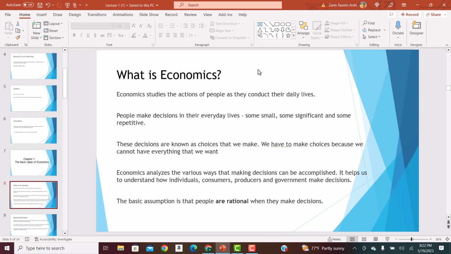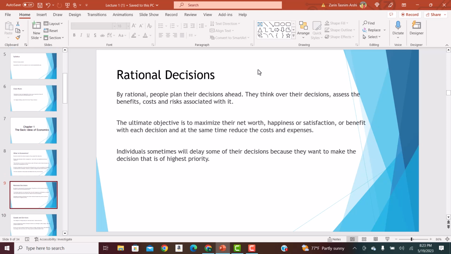Now, the basic assumption in economics is that when people are making a choice or a decision, they are rational, meaning they are logical and they use their brain to make that decision. They are not being illogical about it. Okay, so let's get a little bit more into that.